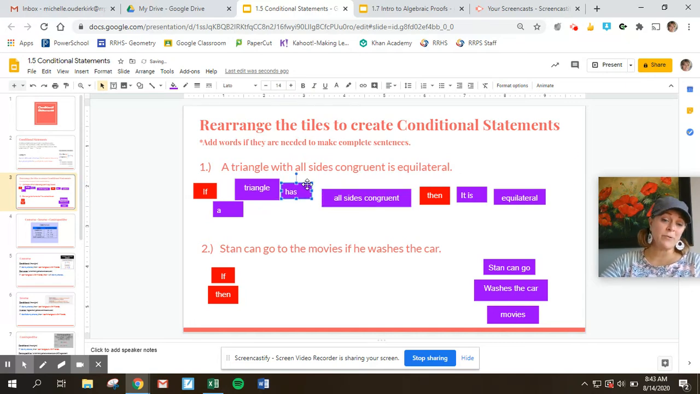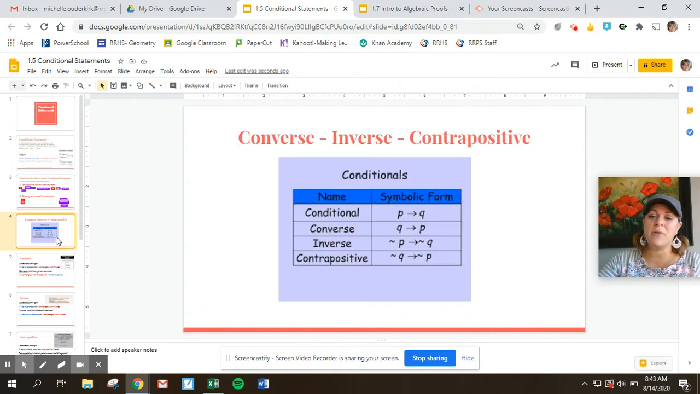Now, it does not have to be written exactly like this. If a triangle has all sides congruent, then it is equilateral. That is one written as a conditional, and it uses the sentence structure from the original sentence, and it creates a conditional. So you would do this one by yourself. And then we're going to break down how conditionals are rearranged, and they are converse, inverse, and contrapositive.